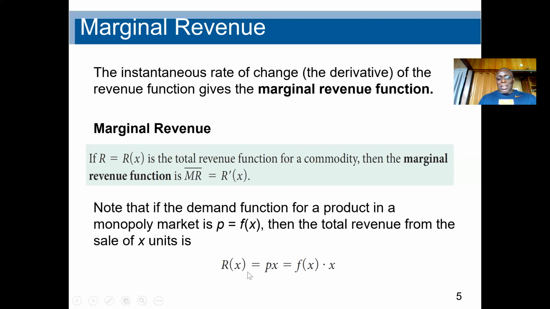Now, if we're going to find the marginal revenue from the sale of X units, then we have to find the derivative of the function R at X, which will be the derivative of P. If P is a function F at X, then we find the derivative of F at X times the X units.